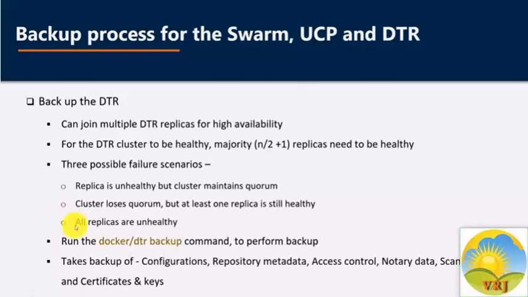The third is that all replicas are unhealthy. This is a total disaster scenario where all the DTR replicas were lost, causing the data volumes for all DTR replicas to get corrupted or lost.